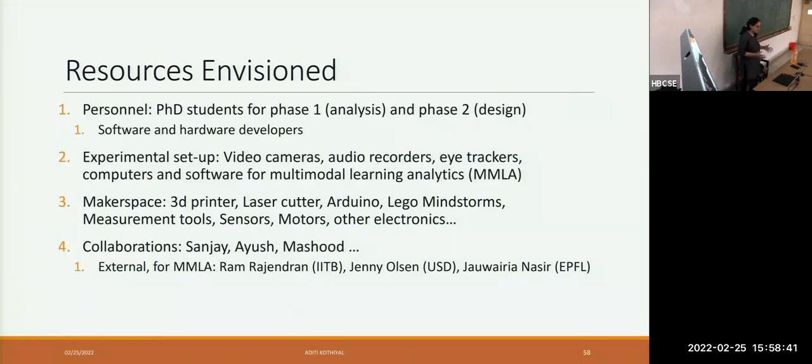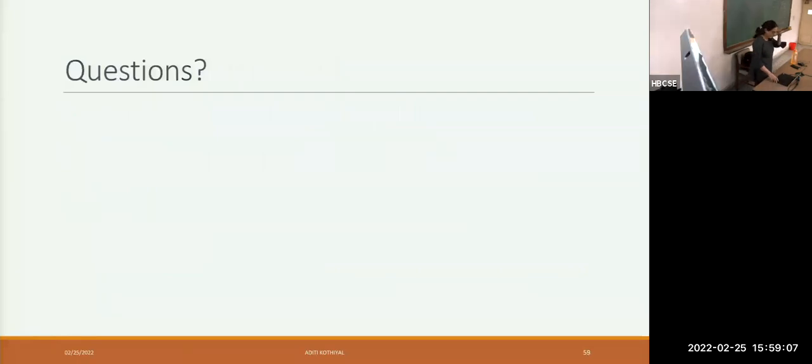And these are the kind of collaborations that I also envision, both within HBCSE. I met a lot of people who are doing this actually, so I'm happy to collaborate with a lot of other people as well, just a few that I mentioned, and also externally with people that I have been working with in the past, and I hope to continue working with on the multimodal data analytics part. And that's sort of the end of my talk.